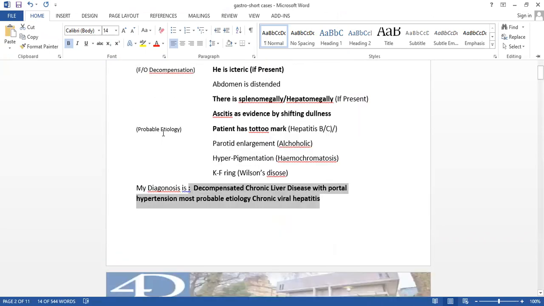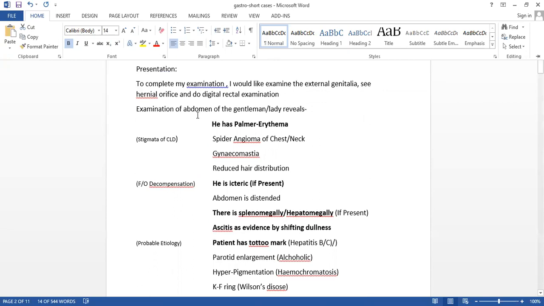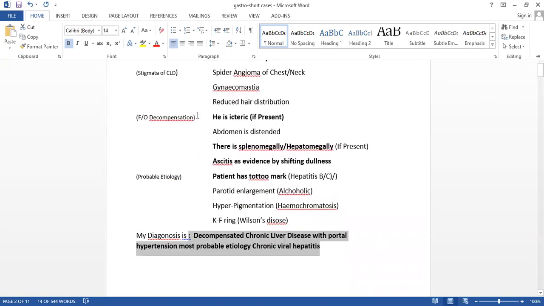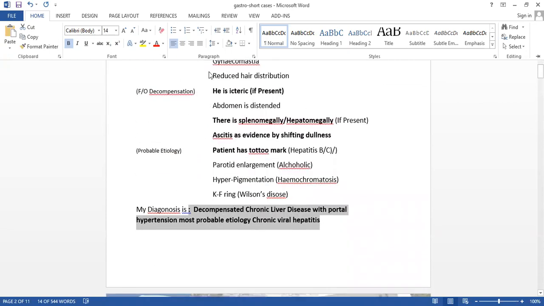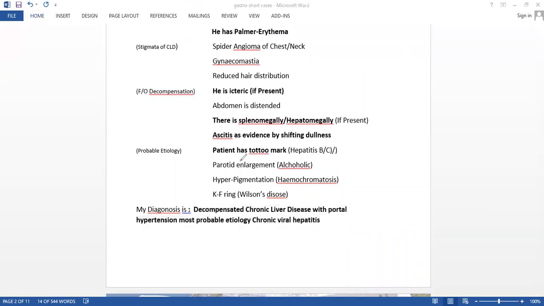Do you have any questions regarding this case? There might be other indications of probable etiology, like if the patient has parotid enlargement or Dupuytren contracture, we can think about alcoholic. If the patient has hyperpigmentation, hemochromatosis might be the cause. If the patient is young and has Kayser-Fleischer rings, then we can consider Wilson disease.